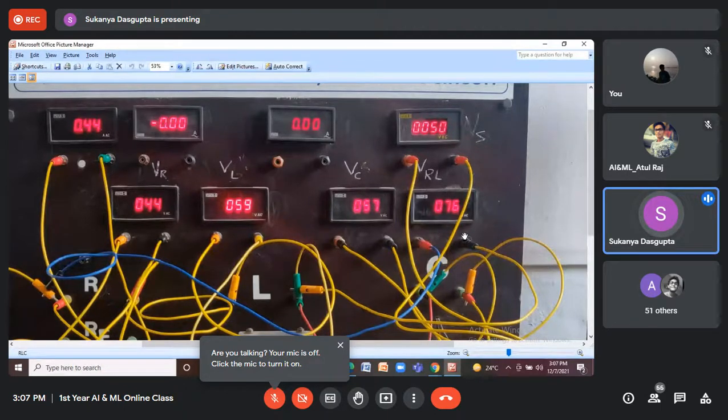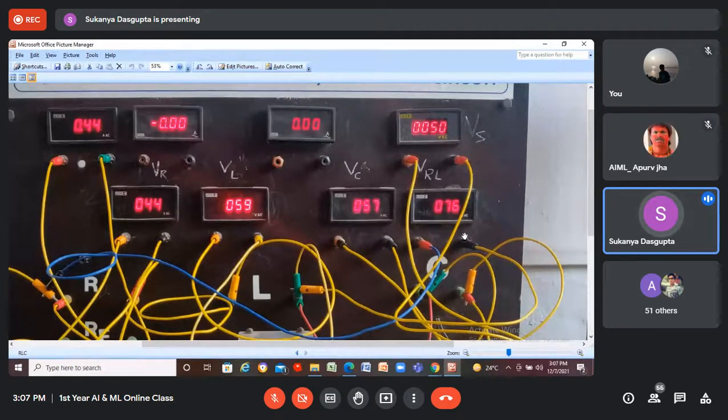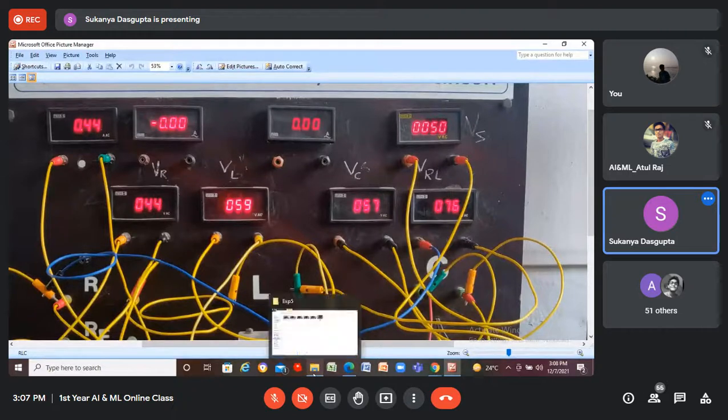So it's a series circuit, the same current is flowing through R, L, and C. But VL is greater than VC. That means XL is greater than XC. XL is the inductive reactance, XC is the capacitive reactance. So definitely my circuit is more inductive. This type of conclusion you can make after this data table, or any special observation if you feel you can write there.